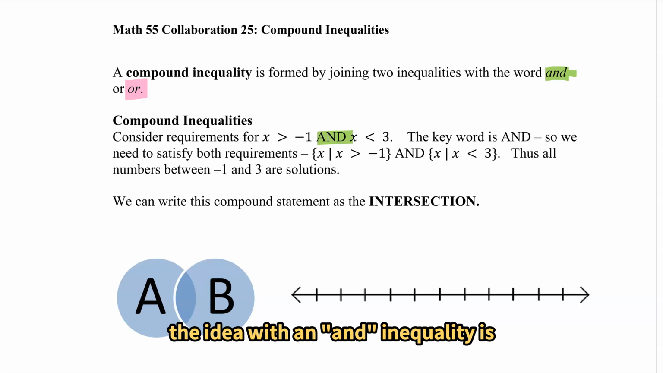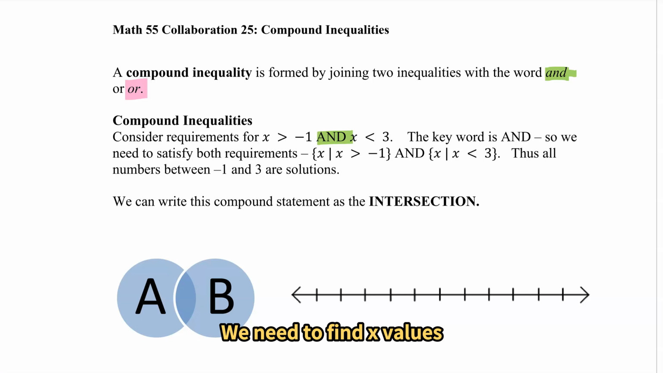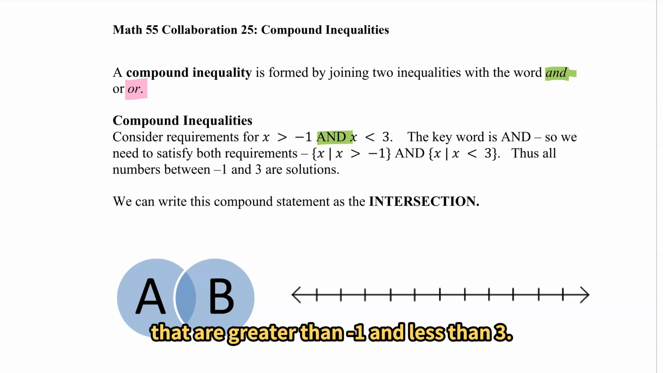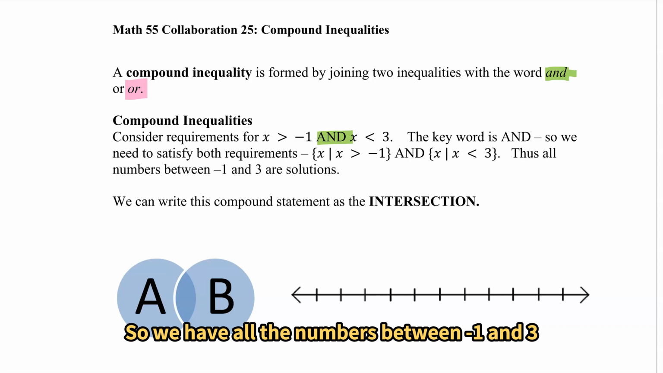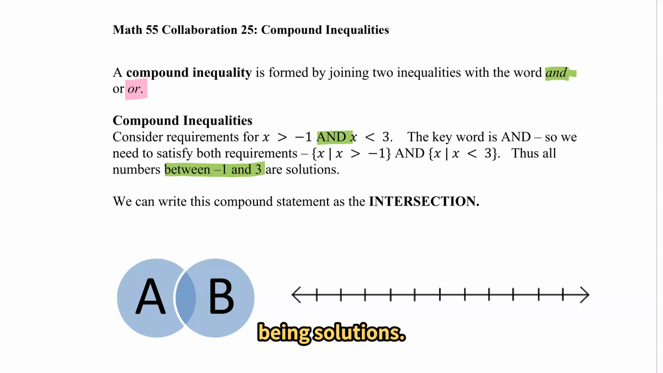3, the idea with an and inequality is we need to satisfy both inequalities at the same time. We need to find x values that are greater than -1 and less than 3. So we have all the numbers between -1 and 3 being solutions.